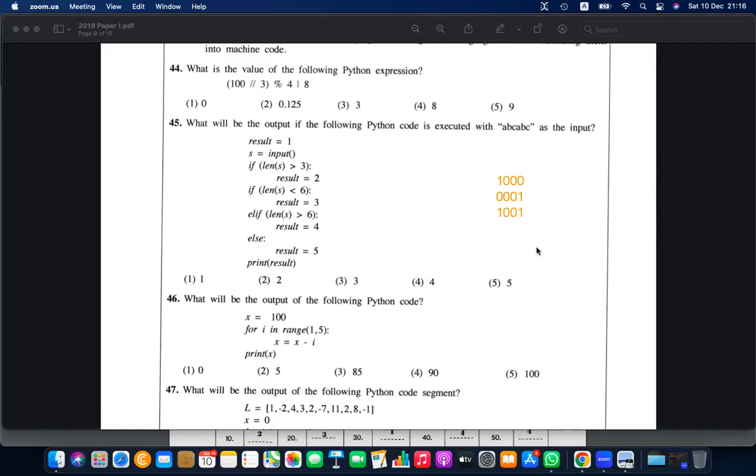Right. Therefore, the answer is number 5. So, what is your answer? Your answer is also number 5 for the 45. Okay, correct.